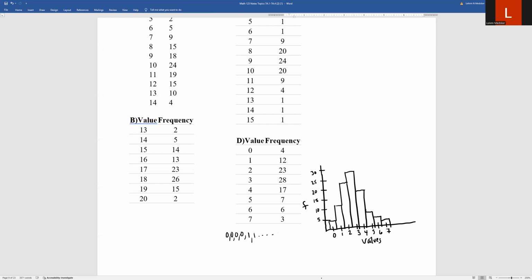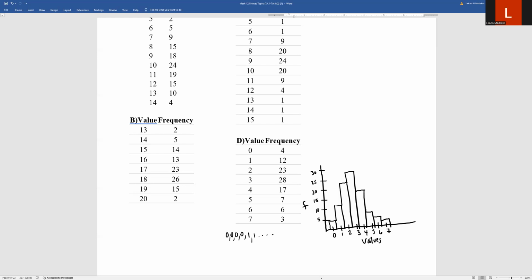Okay. Now, when I look at this, this to me looks like we might be skewed to the right a little bit. Now, let me show you how I could figure that out from just the data, just from the values and their frequencies.